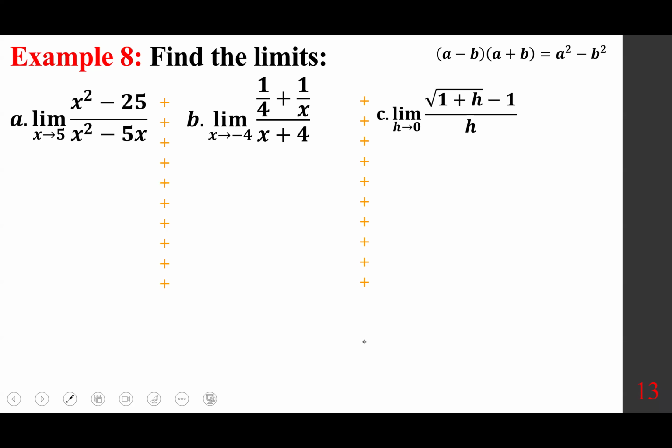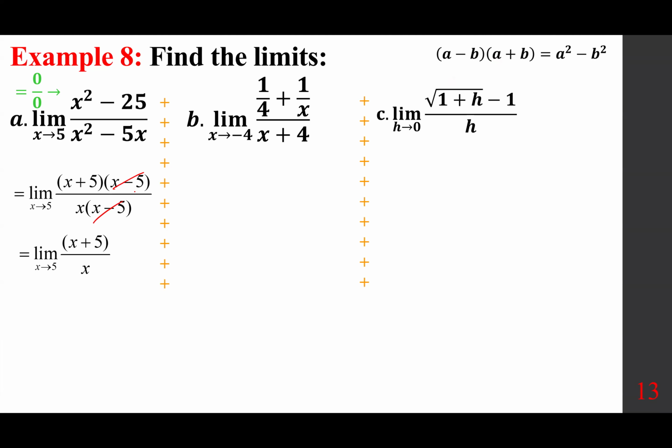We want to find the following limits, and if we plug in 5, we get 0 over 0. And remember, it is 0 in the denominator, which is a problem. So the technique is factoring. The numerator is a squared minus b squared, and the denominator, you just have to factor the x out. You drop the common factor of x minus 5, and if you plug in now, you get 10 over 5, which is 2.